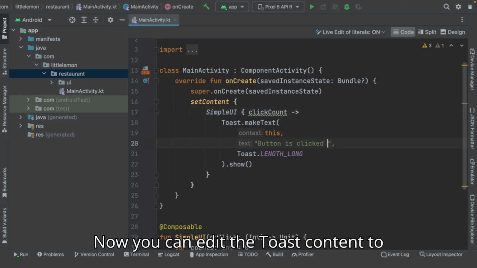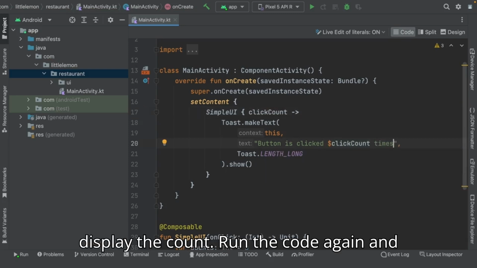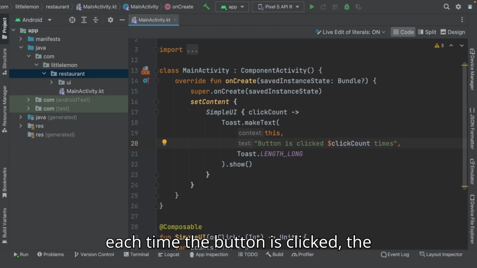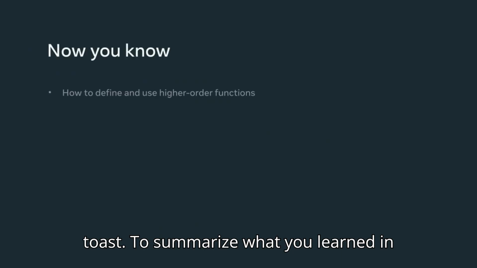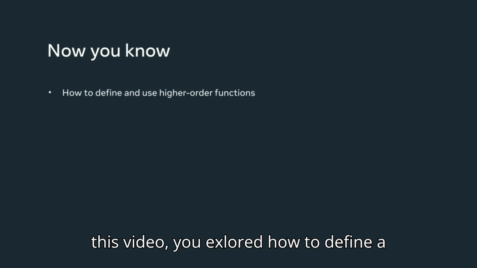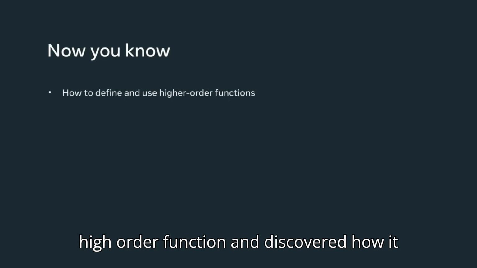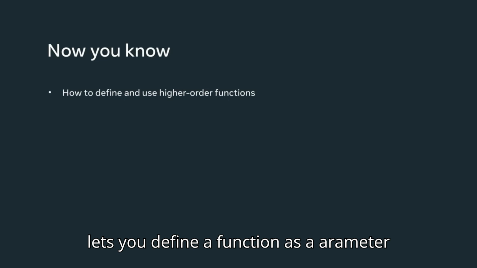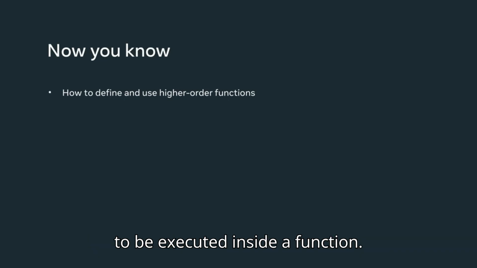Now you can edit the toast content to display the count. Run the code again, and each time the button is clicked, the count is increased and displayed in a toast. To summarize what you learned in this video, you explored how to define a higher-order function and discovered how it lets you define a function as a parameter to be executed inside a function.